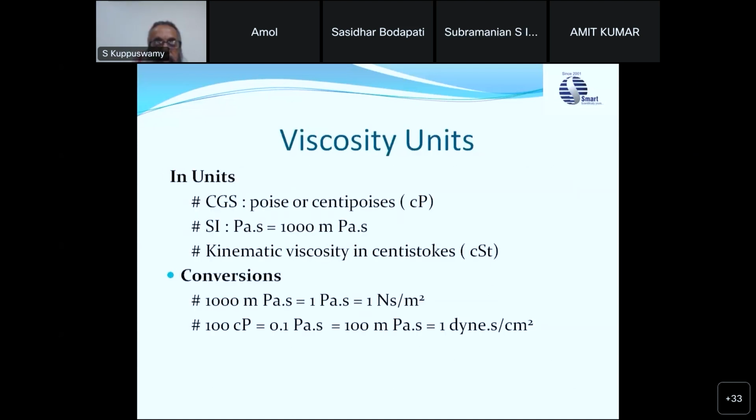This is the conversion: 1000 millipascal second is 1 pascal second, equal to 1 Newton second per meter square. And 100 CP equals 0.1 pascal second, equal to 100 millipascal second, equal to 1 dyne second per centimeter square.